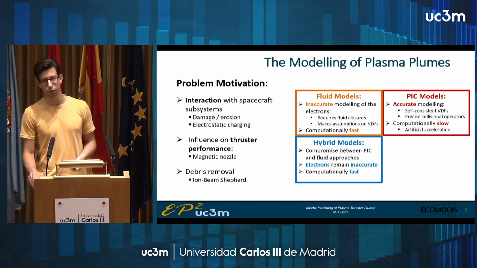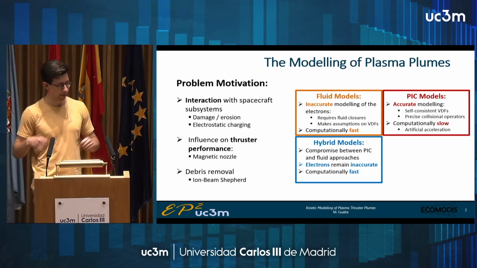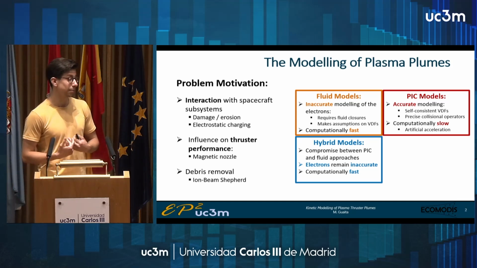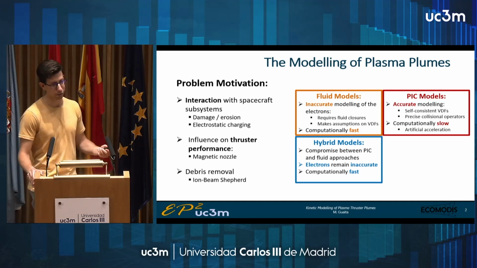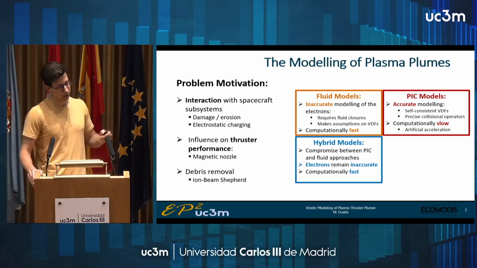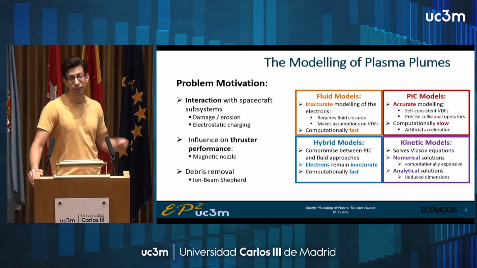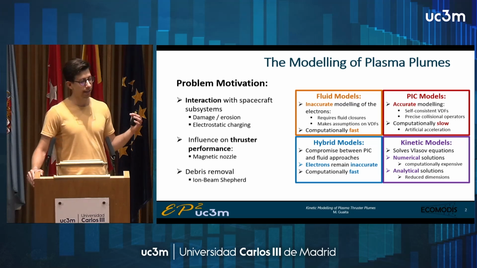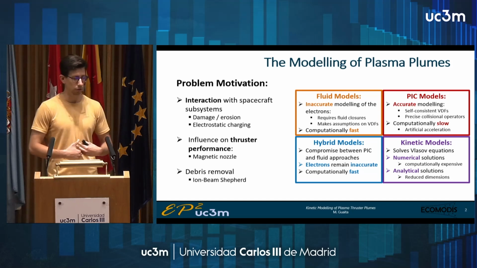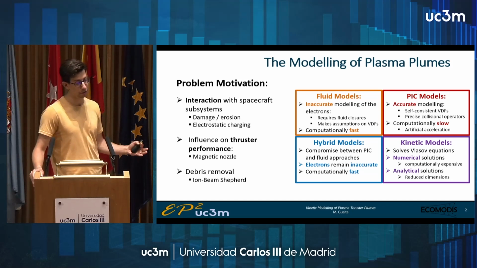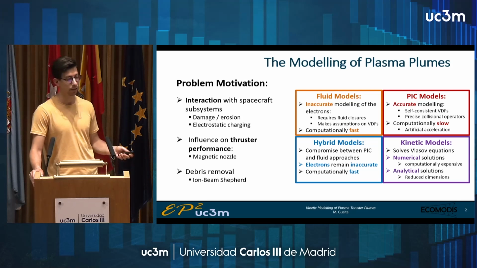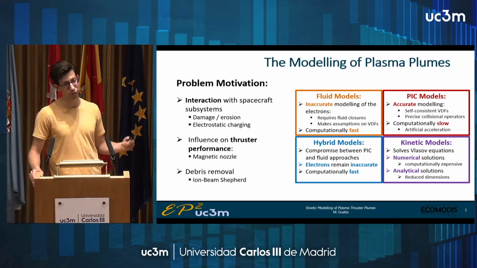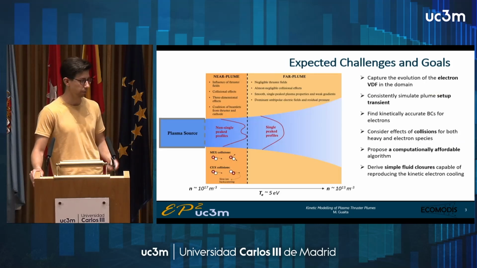A compromise between these two are hybrid models. They use the particle approach for the heavier species and the fluid approach for electrons, which means that they maintain the inaccuracies linked to the electrons of the fluid model. But on the other hand, they are computationally affordable. And finally, we have kinetic models. These models solve the Vlasov equations, which means that if we want to model the problem in its full dimensionality, they become extremely computationally expensive. If we make some heavy simplifications, they can even give analytical results. So they can be good for a first approach to the problem.